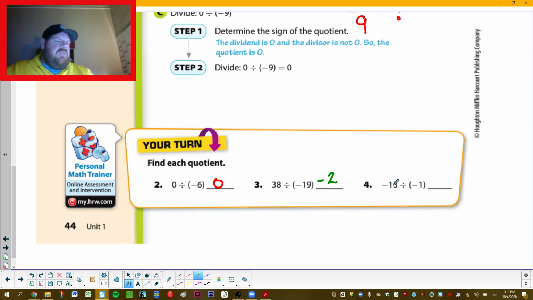Dividing by negative 1, negative 13 divided by negative 1. That's going to be 13, because negative 1 times 13 will give me negative 13. Okay.